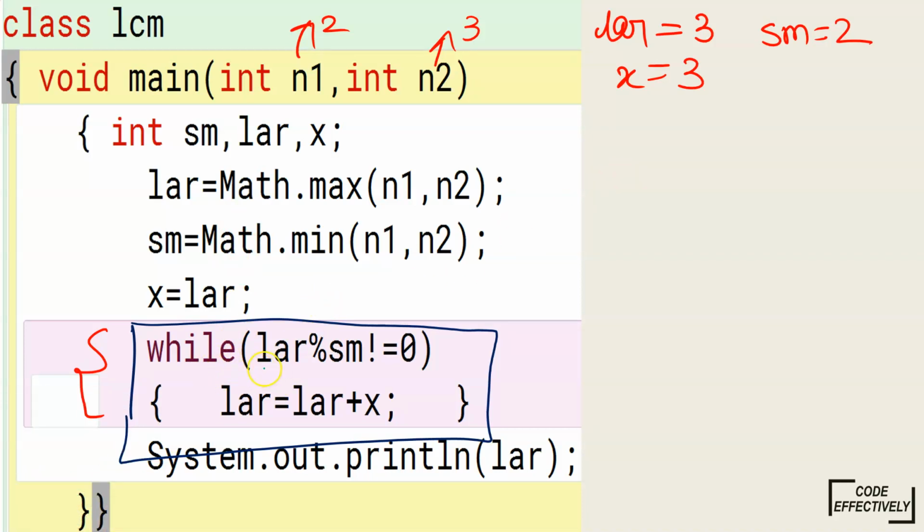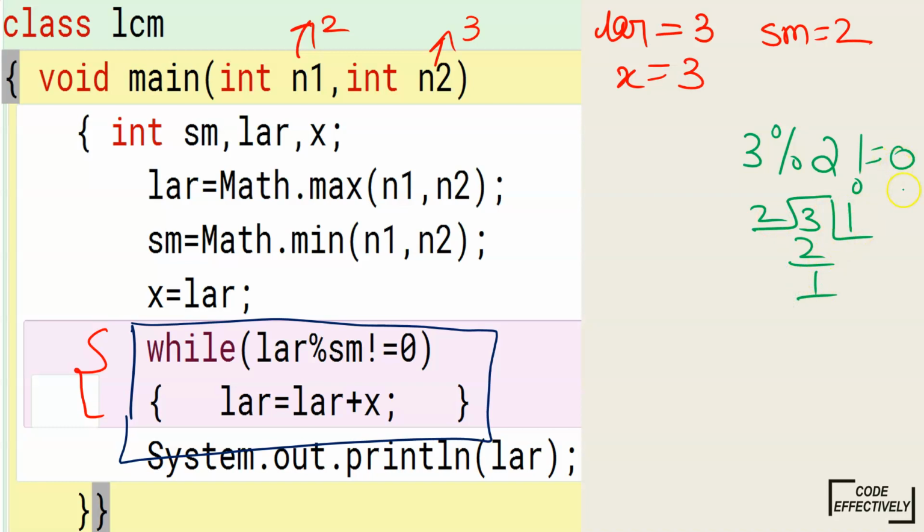Now, while lr modulus sm is not equal to 0. Let's see what this line explains. The value of lr is 3. 3 modulus 2, where sm is 2, is not equal to 0. This means that when you divide 3 by 2, the remainder should not be equal to 0. 3 divided by 2, 2 ones are 2, and the remainder is 1. The condition is true, since 1 is not equal to 0.